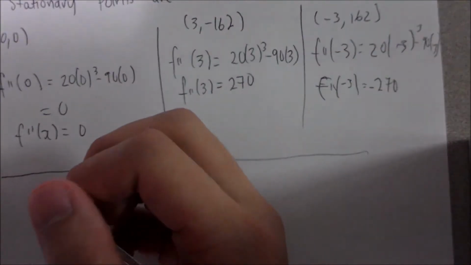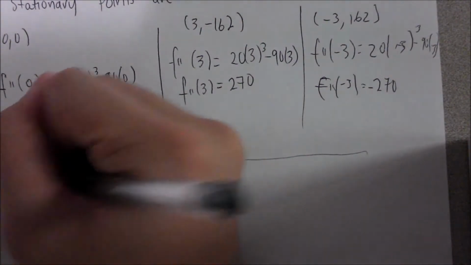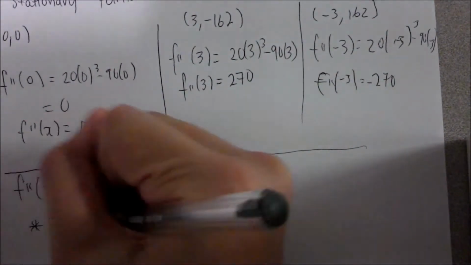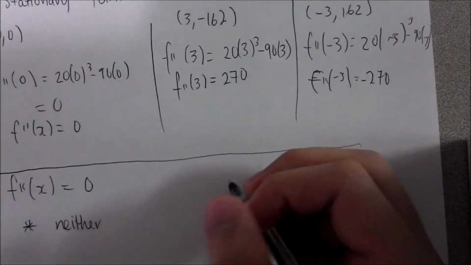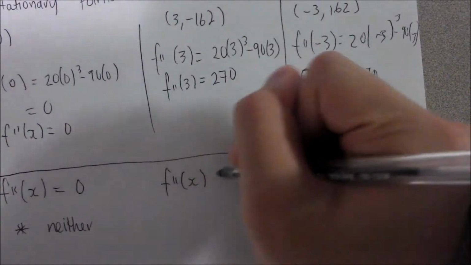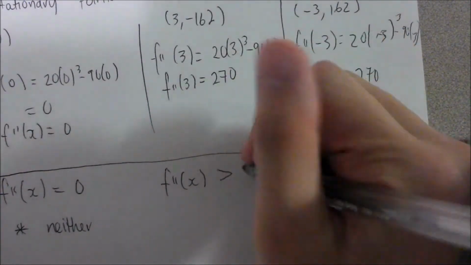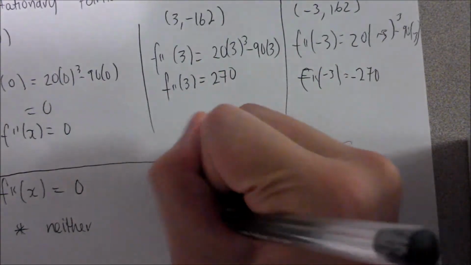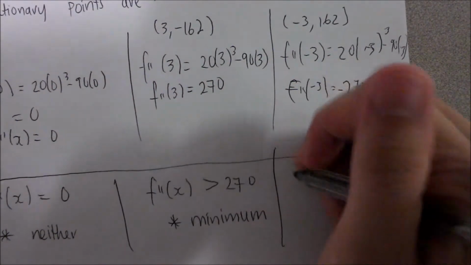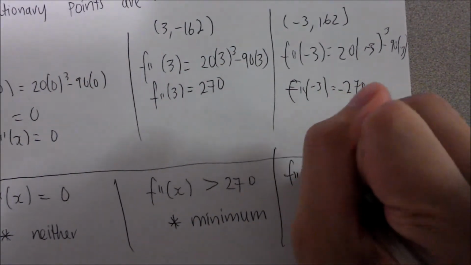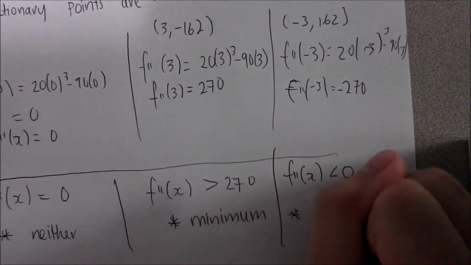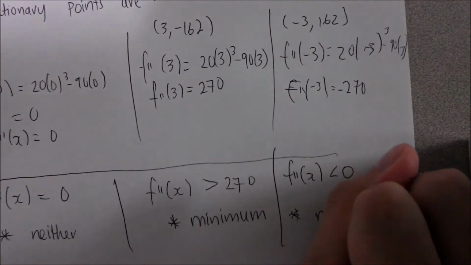For each of the stationary points, for the first one, x equals 0, the second derivative is 0, so therefore it's neither a maximum nor a minimum. For the second one, it's 270, so therefore f'' is greater than 0, and that means it's the minimum. For the third one, f'' is less than 0 because it's negative 270, so therefore that will be our maximum in the graph.